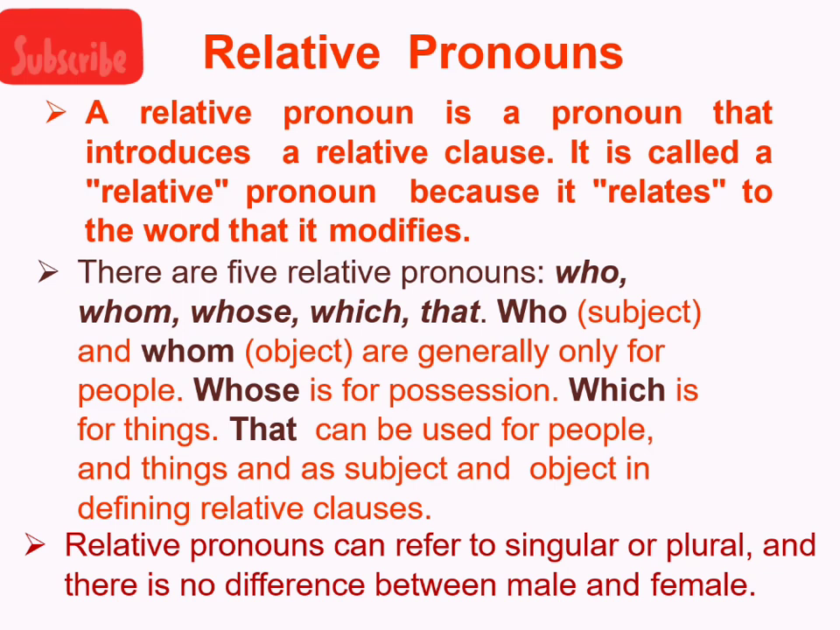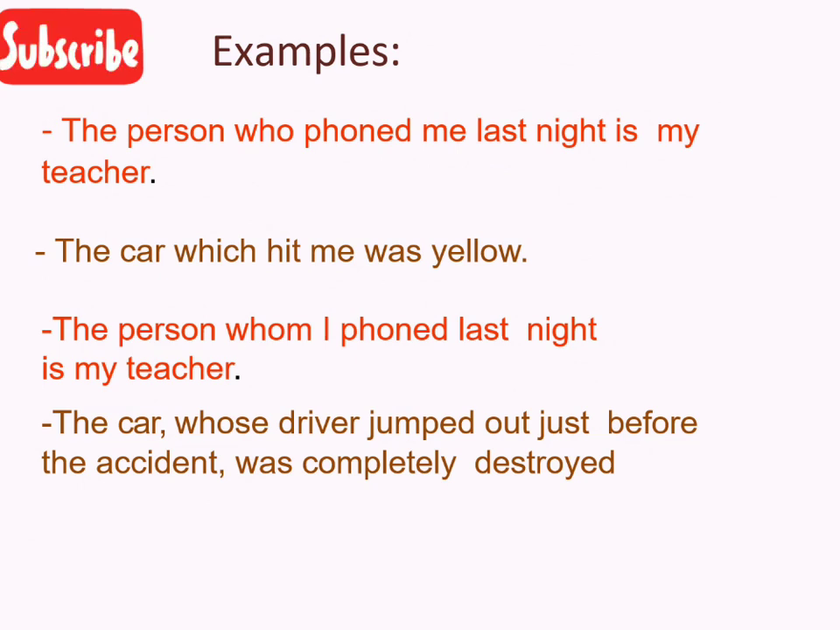So who and whom are only used for people. Whose is for possession. Which is for things. We never use which for people. We use who and whom generally only for people. Which is for things. And that is the relative pronoun that can be used for people and things and both subject and object as per the sentence requirements. So relative pronouns can refer to singular or plural with no difference between male and female. If we are using who, we don't know about the gender, but we will use who, whom, whose, which, that for both the genders. But we will use them according to the numbers. For example, they can be singular or plural, but there is no difference between male and female whenever you are using the relative pronouns.